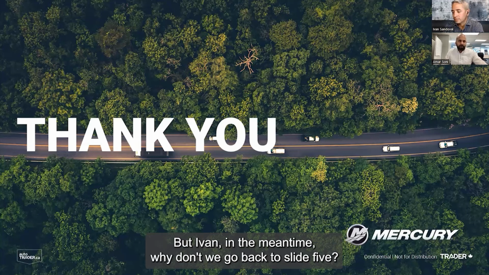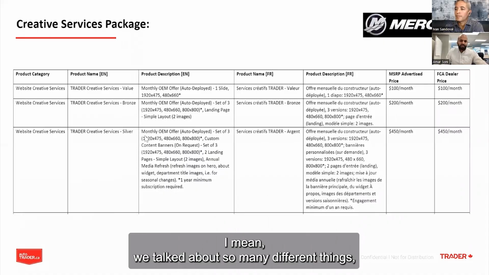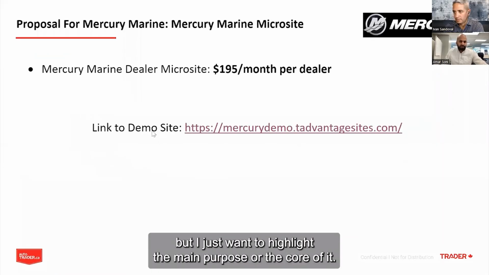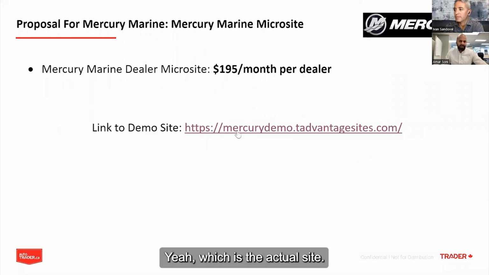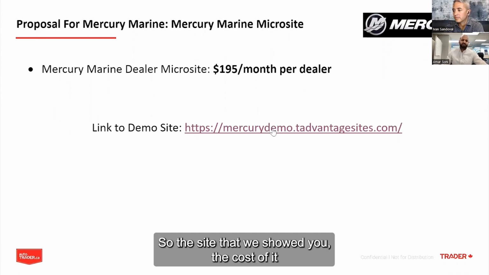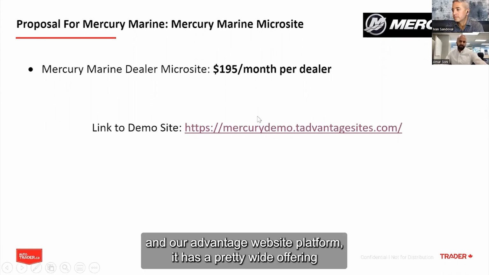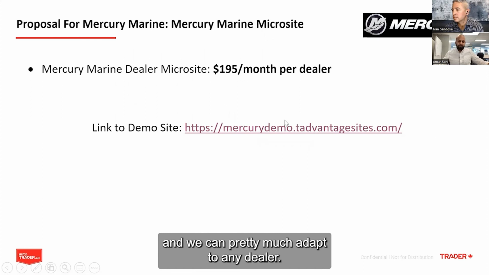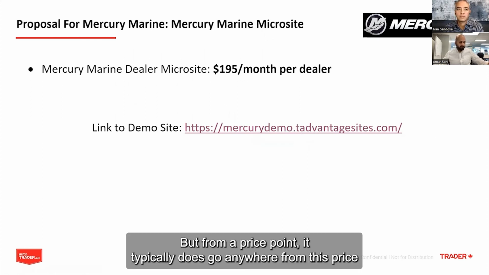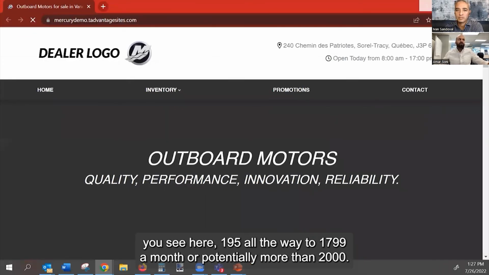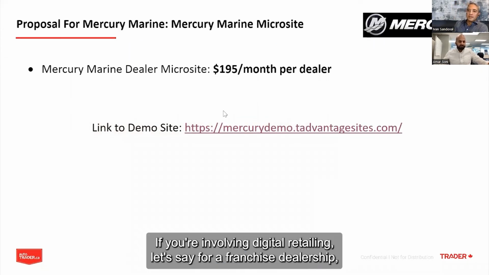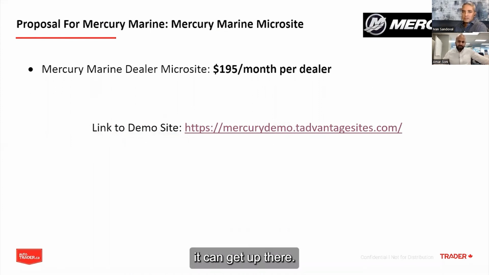But Ivan, in the meantime, why don't we go back to slide 5? We talked about so many different things, but I just want to highlight the main purpose or the core of it. This one, yeah, which is the actual site. So the site that we showed you, our TAdvantage website platform has a pretty wide offering, and we can pretty much adapt to any dealer. But from a price point, it typically does go anywhere from this price you see here, 195, all the way to 1799 a month, or potentially more than 2,000 if you're involving digital retailing. Let's say for a franchise dealership, it can get up there.